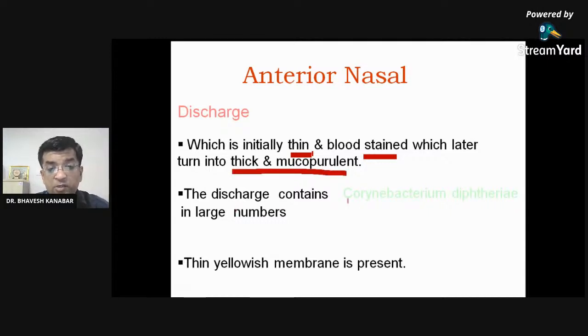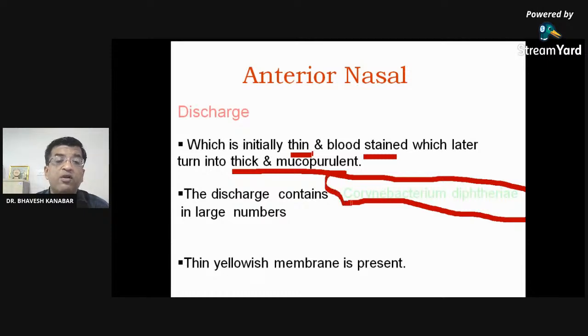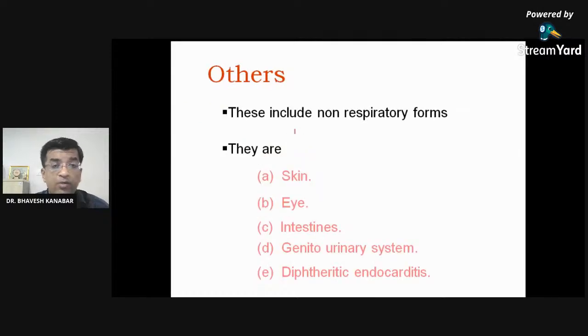This discharge contains the bacteria Corynebacterium diphtheriae, which is the causative organism of diphtheria. A thin yellowish membrane is also present in the anterior nasal type of diphtheria. Other forms include the non-respiratory forms. So till now we have discussed the tonsillar, pharyngeal, laryngeal, and anterior nasal forms. These are the respiratory forms of diphtheria.